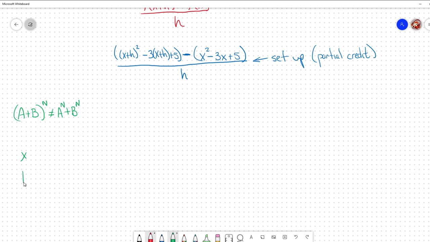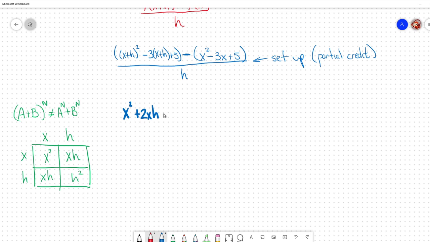So again, I'm going to do my little box method for expanding this. So it's x plus h times x plus h. I'm going to fill in the terms: x times x, x times h, x times h, and then h times h. So when we collect all the like terms in the boxes, it's going to end up being x squared plus 2xh plus h squared. There's that part. Now, here I have multiplying, so it's going to be minus 3x minus 3h. You're just multiplying by a negative 3. And then plus 5.